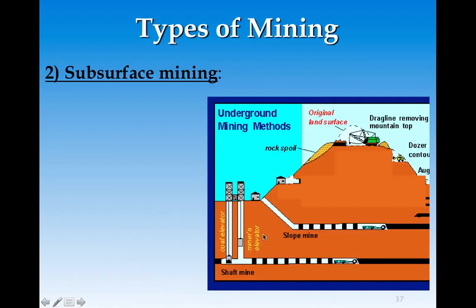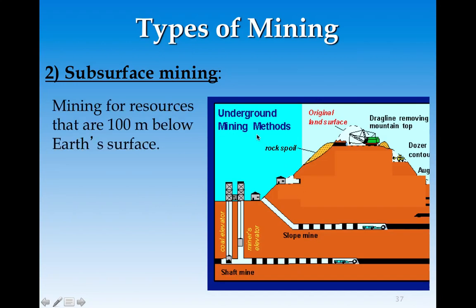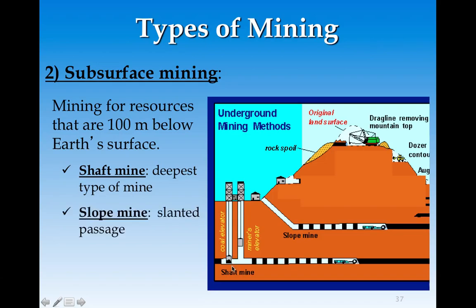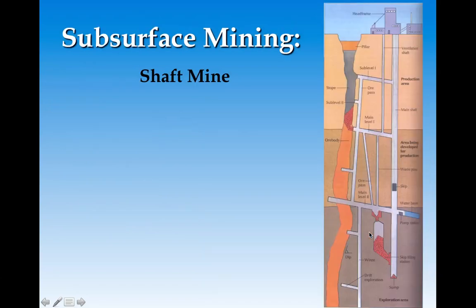So that's placer mining. And then we have subsurface mining. There are two types, and these are done for resources that are below 100 meters under the Earth's surface. And we have a shaft mine, which is the deepest type, and you can see that here. It's basically an elevator going down. And then the slope mine, which is a slanted passageway, and you can see that here. So obviously that would be for something that's shallower.